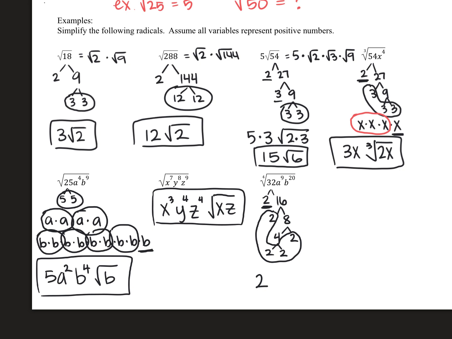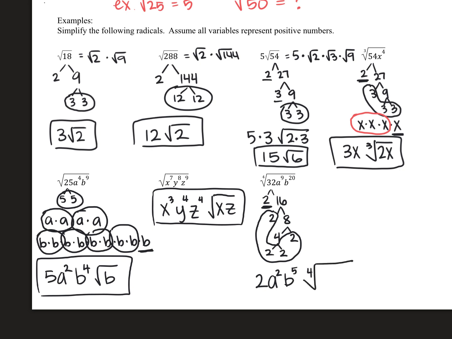Then I'm going to move to my variables. So a to the 9th. How many groups of 4 are there in 9? And there are 2. So a squared. Then I'm going to move to my b. B to the 20th. How many groups of 4 are there in 20? And there's 5. So I have b to the 5th.